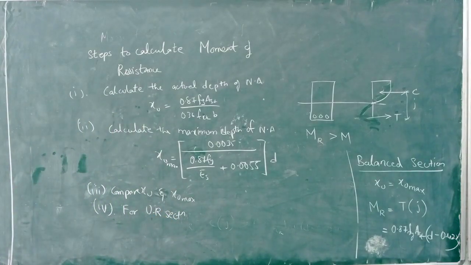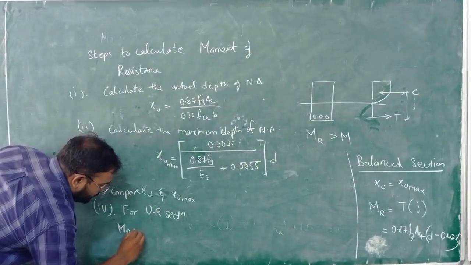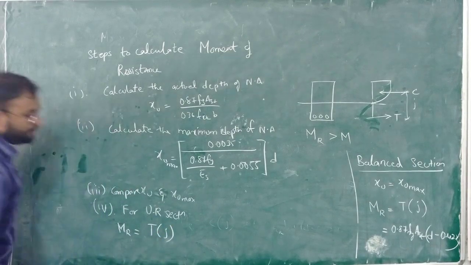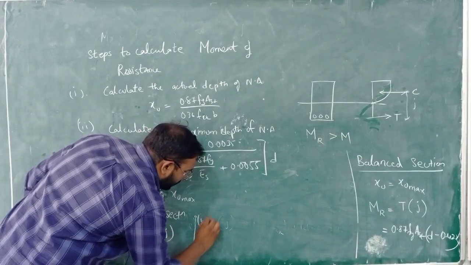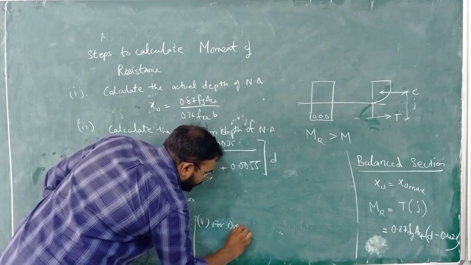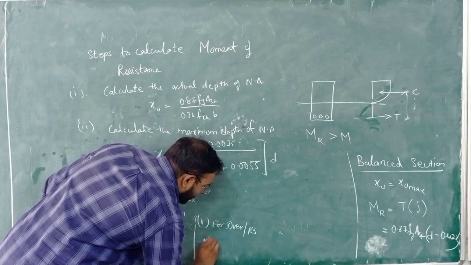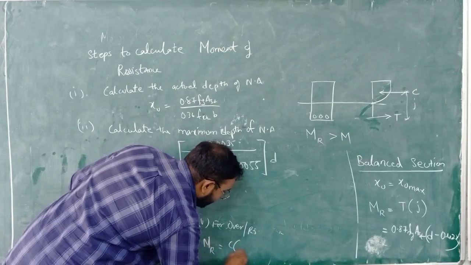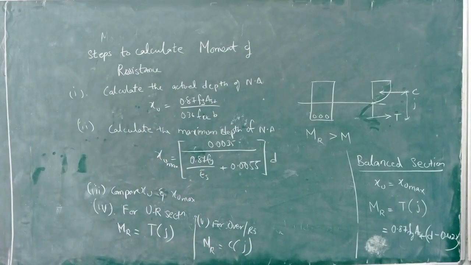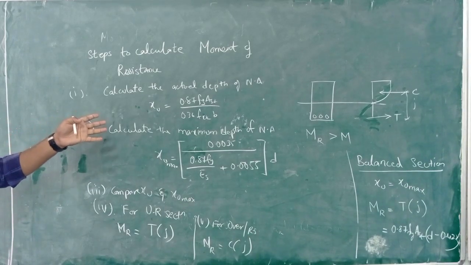First step is calculation of actual depth of neutral axis. Second step is maximum depth of neutral axis. Now you need to compare these two. Suppose XU is less than XU max. Then the type of section will be under reinforced section. So compare XU and XU max. Now the next step is for under reinforced section.